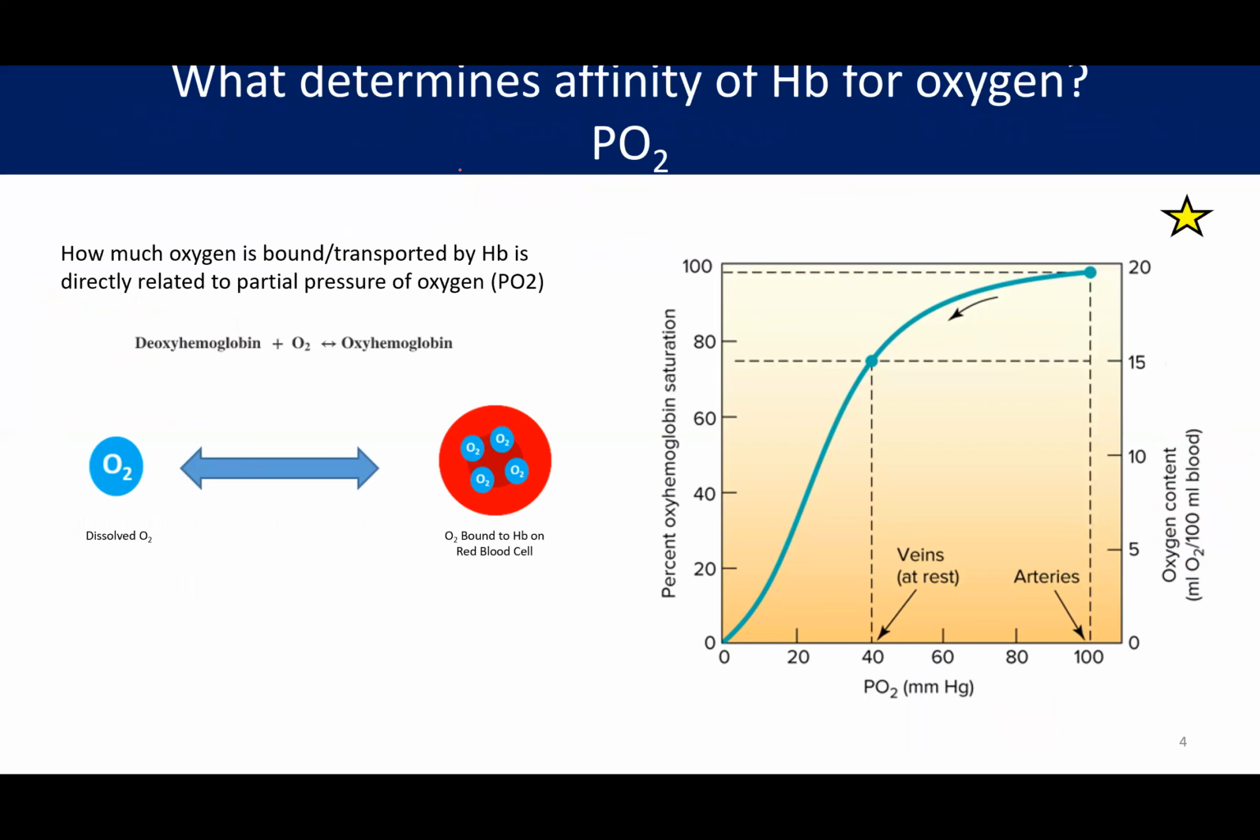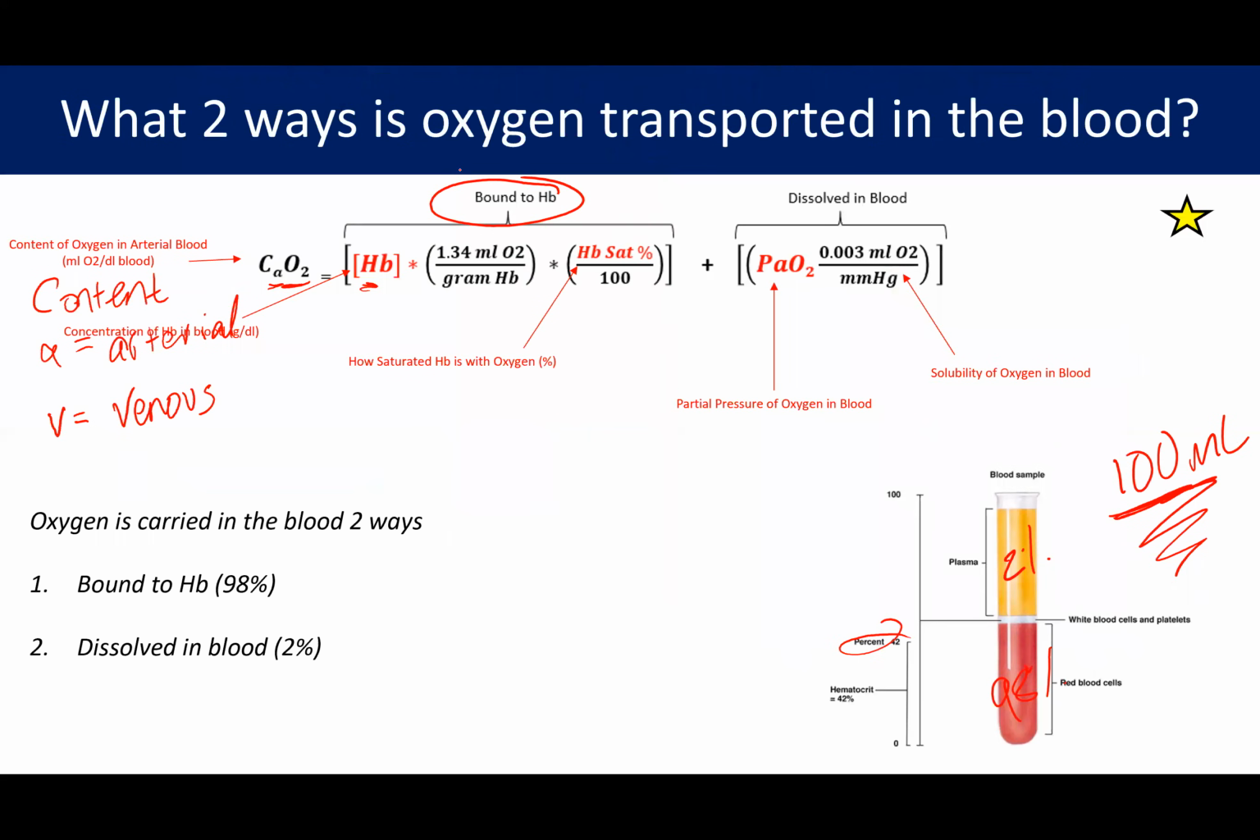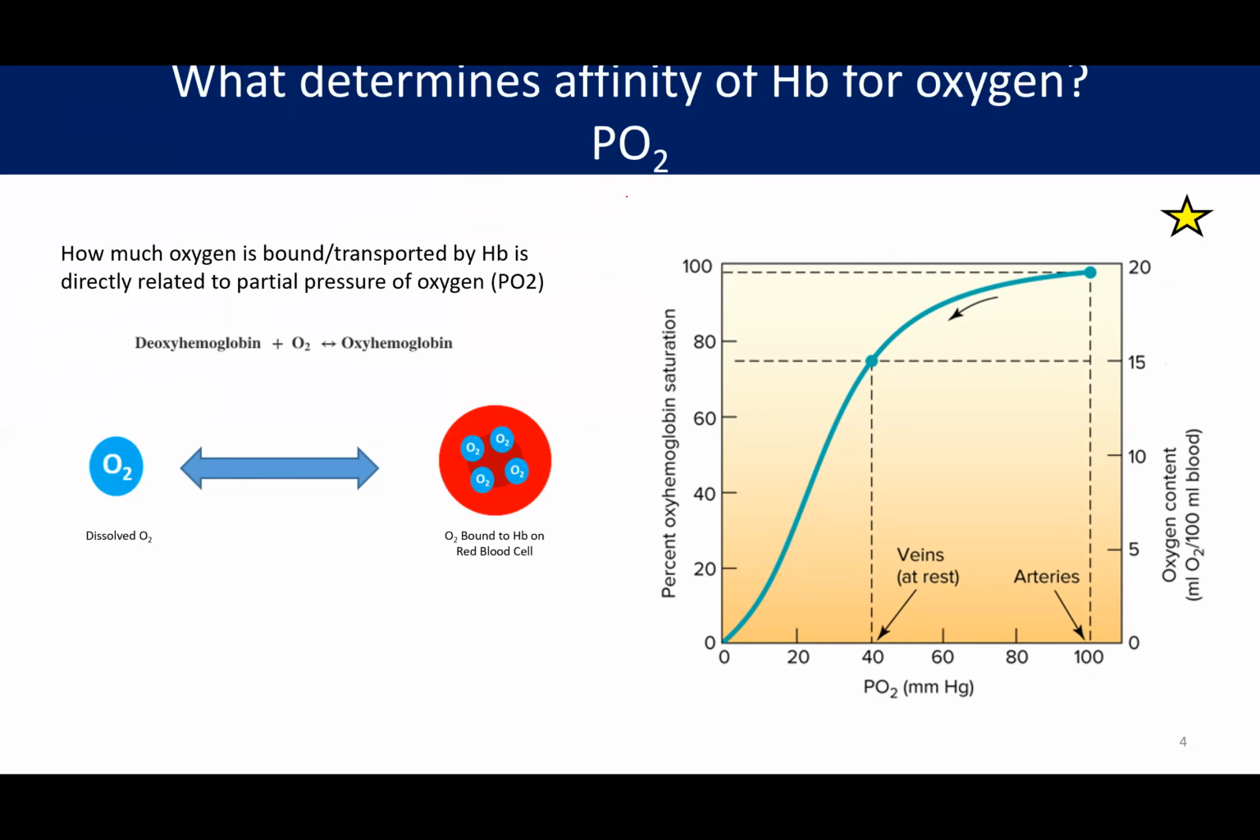Okay, so I mentioned that hemoglobin is not always 100% bound with oxygen. What determines how much oxygen is bound to hemoglobin? The main thing is the partial pressure of oxygen. If we go back, do you remember what determines how much is dissolved in the blood? It's the partial pressure. But that partial pressure also influences how saturated the blood is. So partial pressure of oxygen is very influential on how much oxygen we transport.